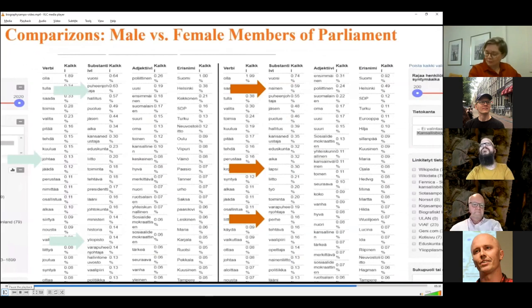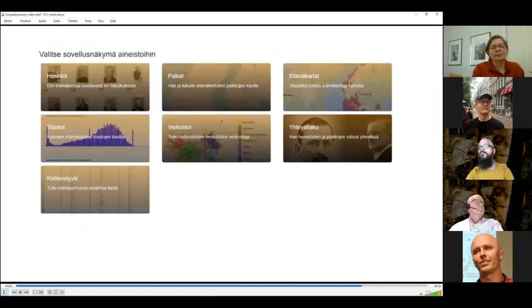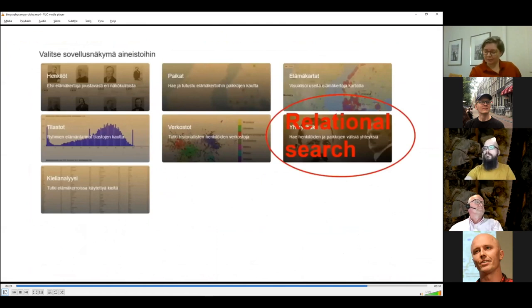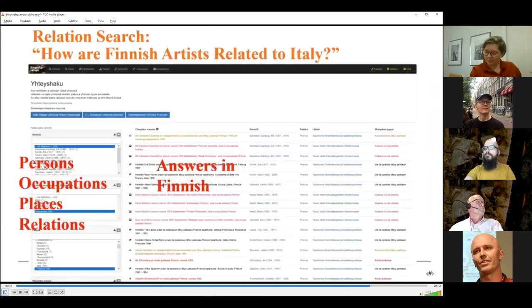In yet another application view, the user can solve problems using relational search and artificial intelligence. In this view, the user formulated the query, "How are Finnish artists related to Italy?" using selections in the facets on the left. Biography Sampo found the relations with natural language explanations such as Ellen Thesleff got in 1899 the Florence City Award.